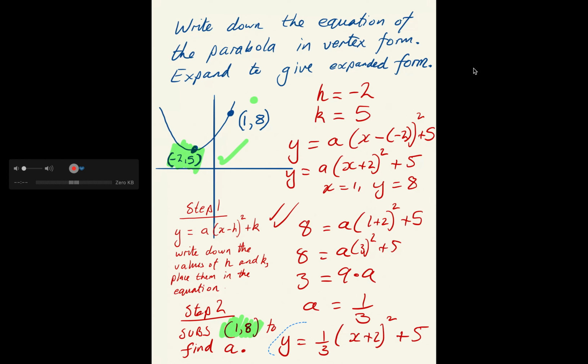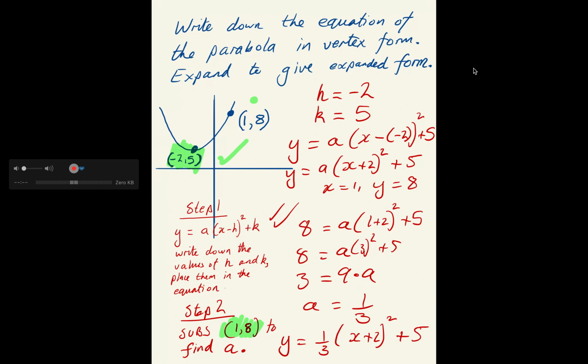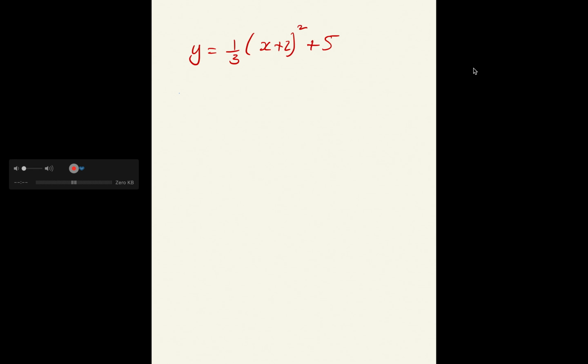Let's expand that and get it into expanded form. Expanded form is sometimes called general form or standard form. Okay, so there might be a slight change of language if you're reading other books or going on other websites. Okay, and the a was 1/3, is that correct? Yeah, the graph is concave up, so a is positive. Alright then, let's expand it one more time.